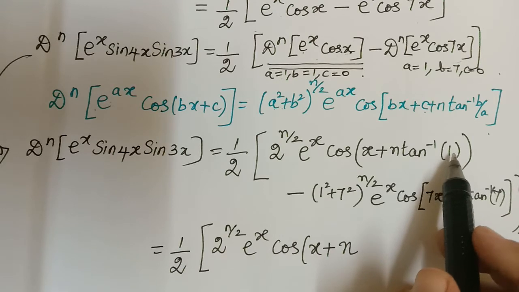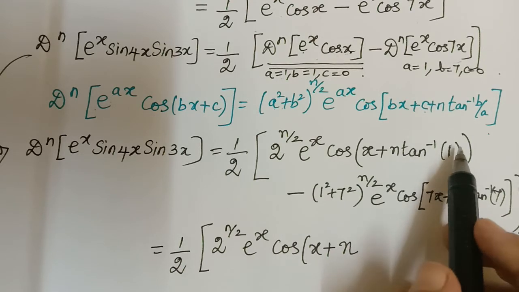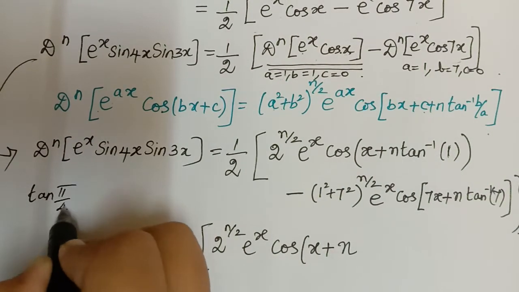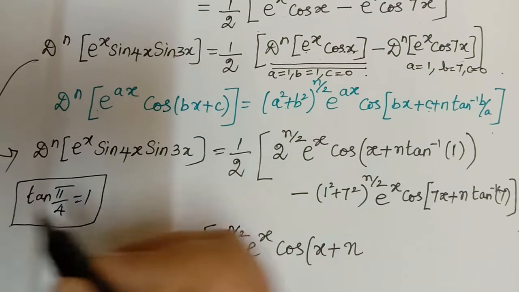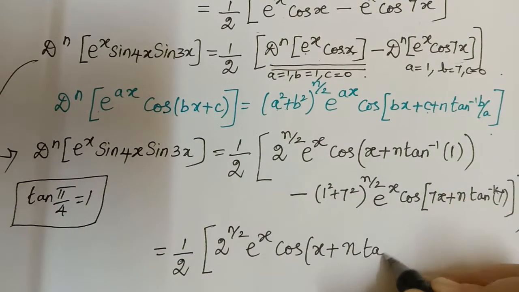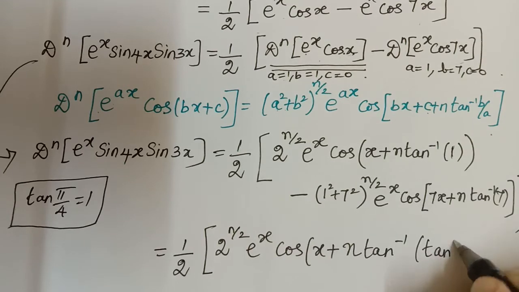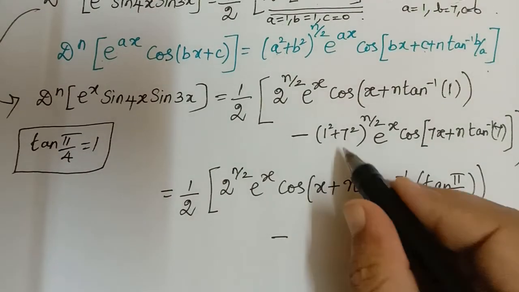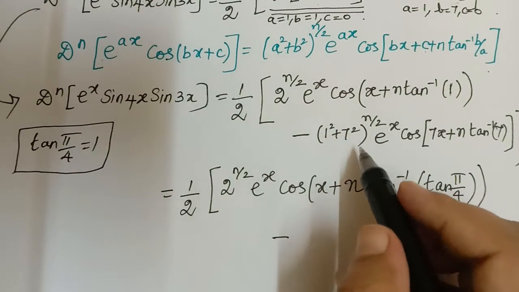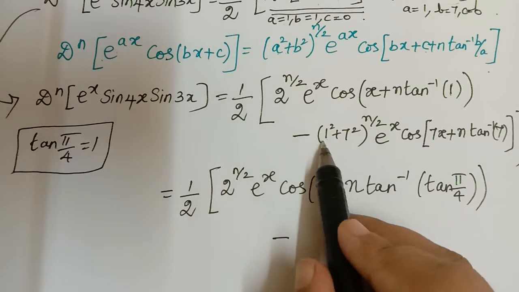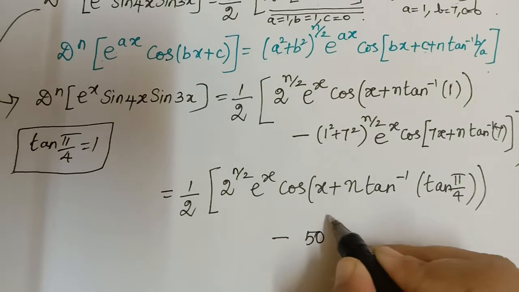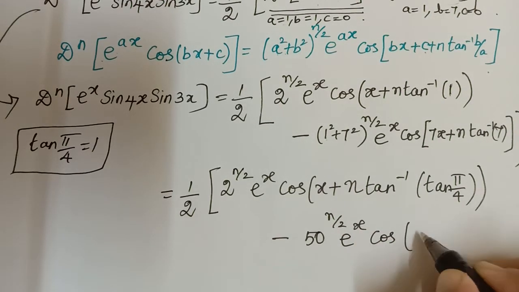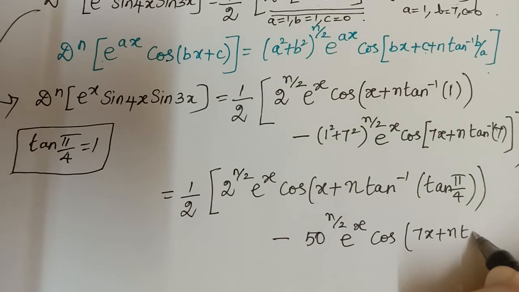So actually tan inverse of 1 is pi by 4, because tan pi by 4, we know, is equal to 1. So now when we replace 1 by tan pi by 4, it will be tan inverse of tan pi by 4. Okay, and then minus, here we will have 1 squared is 1, 7 squared is 49, so it will be 49 plus 1, which is 50. So 50 to the power of n by 2, e power x cos of 7x plus n tan inverse of 7.